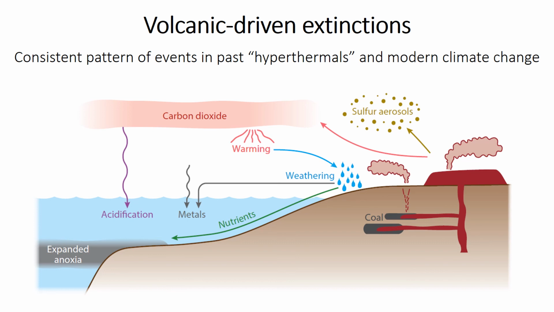So as I said, this chain of events is quite consistent at all of these ancient hyperthermals. It's also the chain of events that we're seeing in the oceans today, thanks to climate change. So we can actually learn quite a lot by comparing all these different events, both past and present.